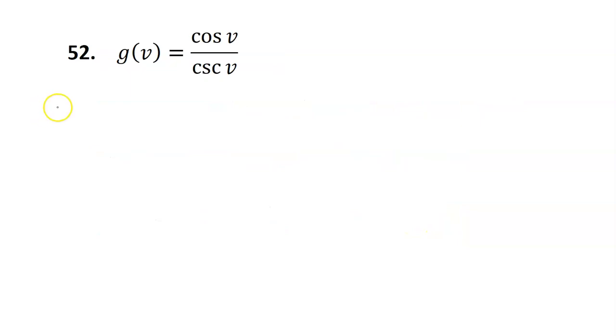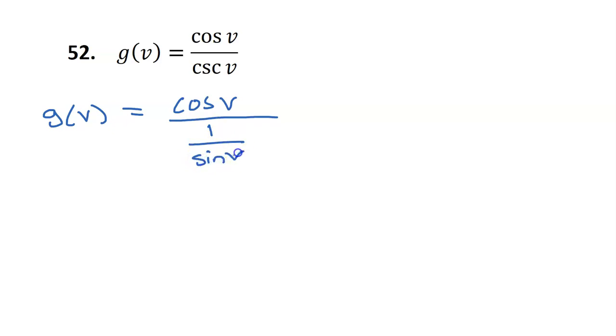I don't think I am going to use the chain rule on number 52, but I am going to rewrite this before I take the derivative. I really am going to move this cosecant up to the numerator and make it sine. Some people aren't comfortable with me just doing that, so I'm going to show this extra step. So we've got cosine v in the numerator. We know that cosecant is the reciprocal of sine. So this would be the same thing as 1 over sine v.